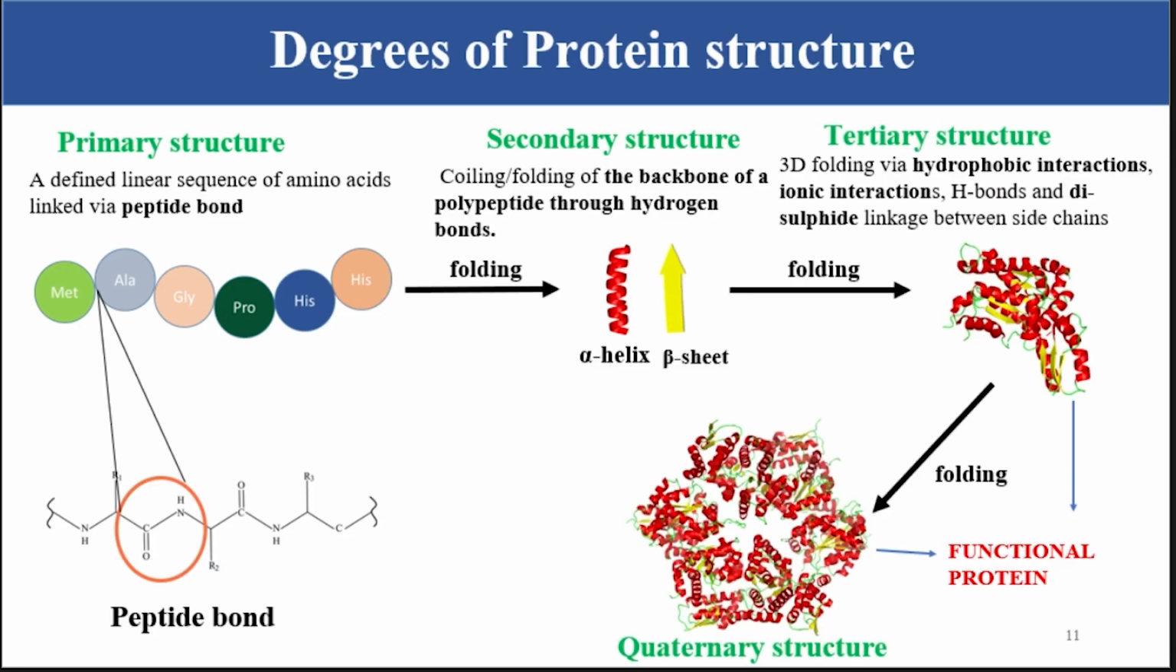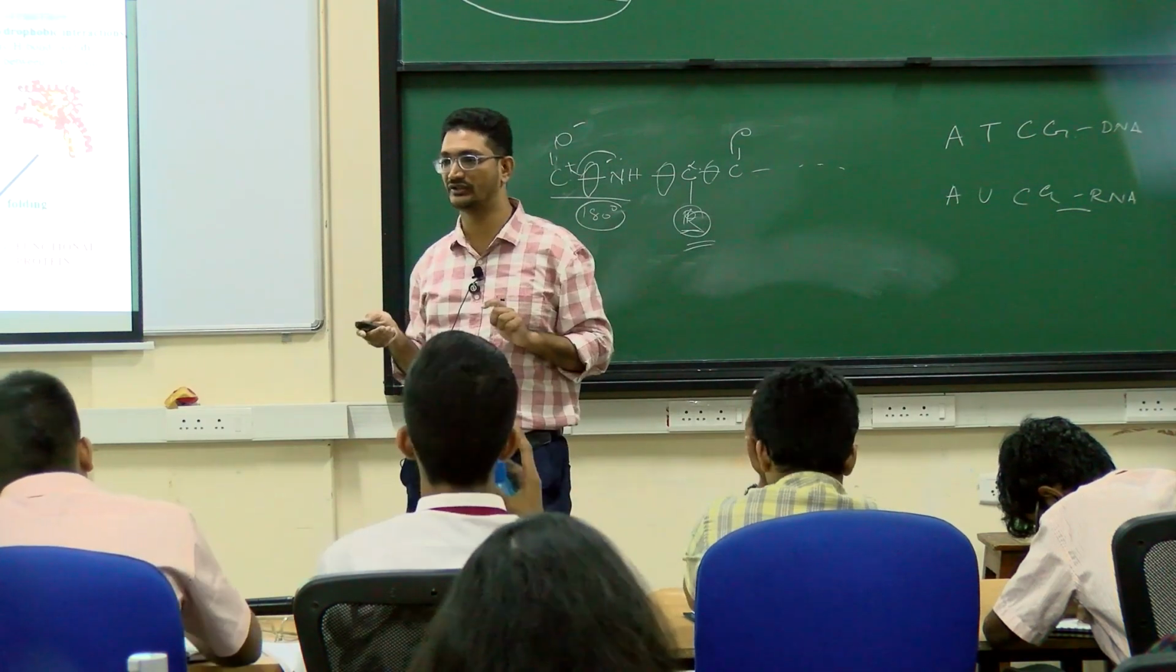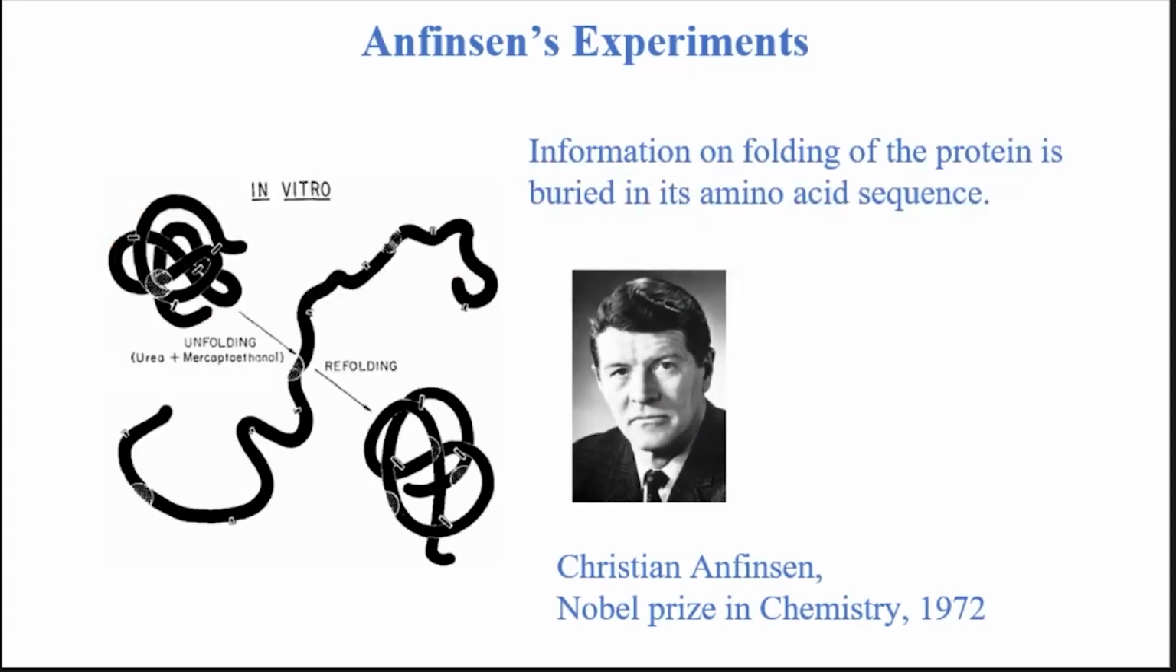That is a little advanced for what we are talking about now, but what is important to understand is that all the information necessary for folding of a protein is embedded inside the amino acid sequence. Okay, and this was first identified by a person called Christian Anfinsen, for which he got a Nobel Prize.